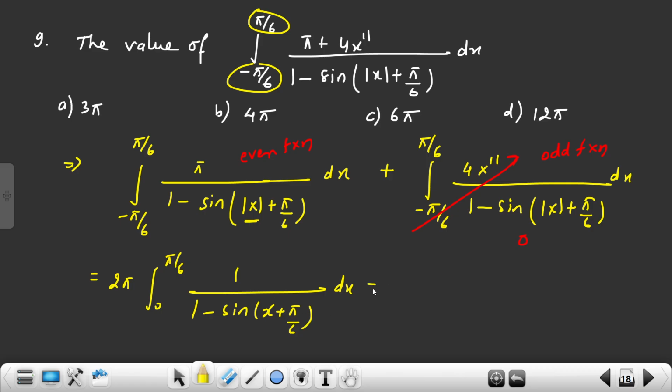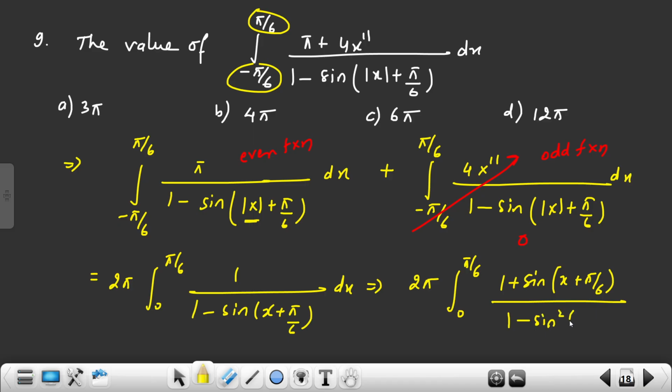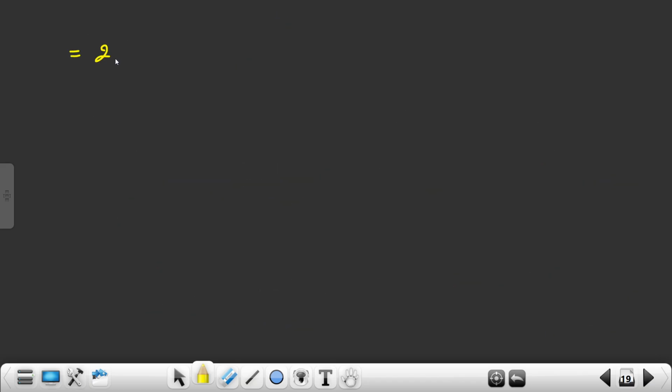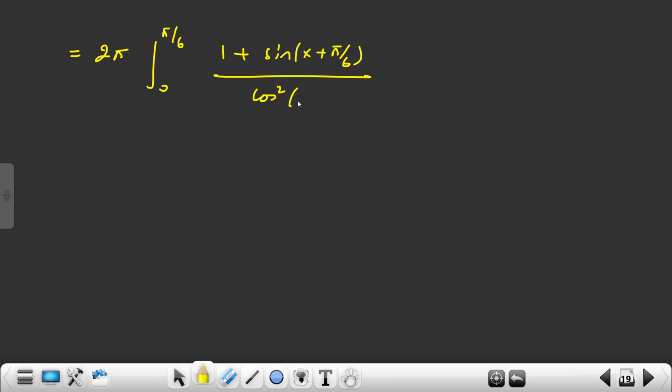Now what I will do here, now it's very simple. It's only an NCERT based problem. Now we multiply with 1 plus sine x plus pi by 6 and divide with the same 1 plus sine. So a minus b, a plus b, it will be 1 minus sine square x plus pi by 6, right? So what is 1 minus sine square theta? Cos square theta. So it will be 2 times the integral from 0 to pi by 6 of 1 plus sine x plus pi by 6, over cos square x plus pi by 6.